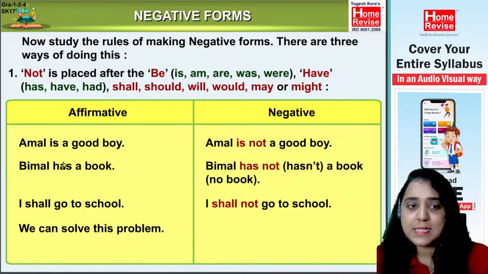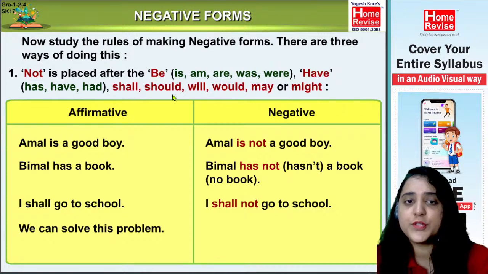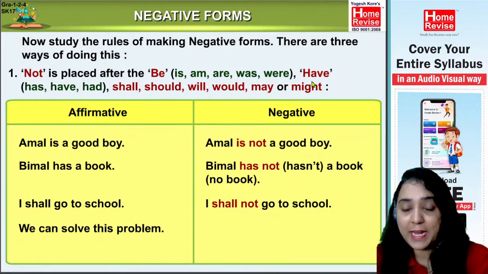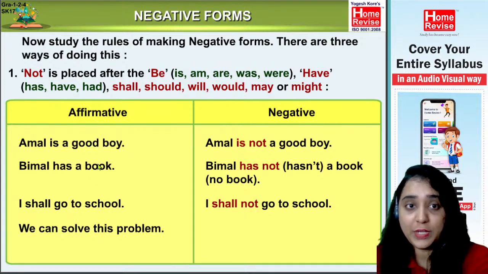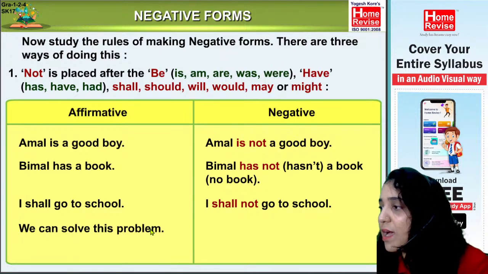So can you tell me the answer for the fourth one? As it is written, after is, or whichever be verbs, have verbs, shall, should, will, would, may, might, after all these we can add not, if you want to convert it into negative. So see, Bimal has not, shall not. So can you solve this? See, we can solve this problem. So what will be the answer?